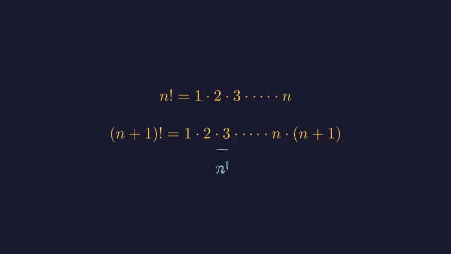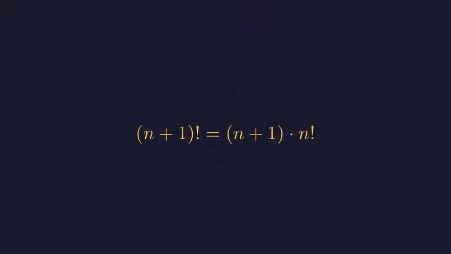Watch as we line these two definitions up side by side. You can see that n plus 1 factorial contains the entire sequence of n factorial inside it. This allows us to rewrite the first term. We can express n plus 1 factorial as the quantity n plus 1 multiplied by n factorial. This is the crucial step. See how the long tail of the multiplication collapses into the single symbol n factorial?